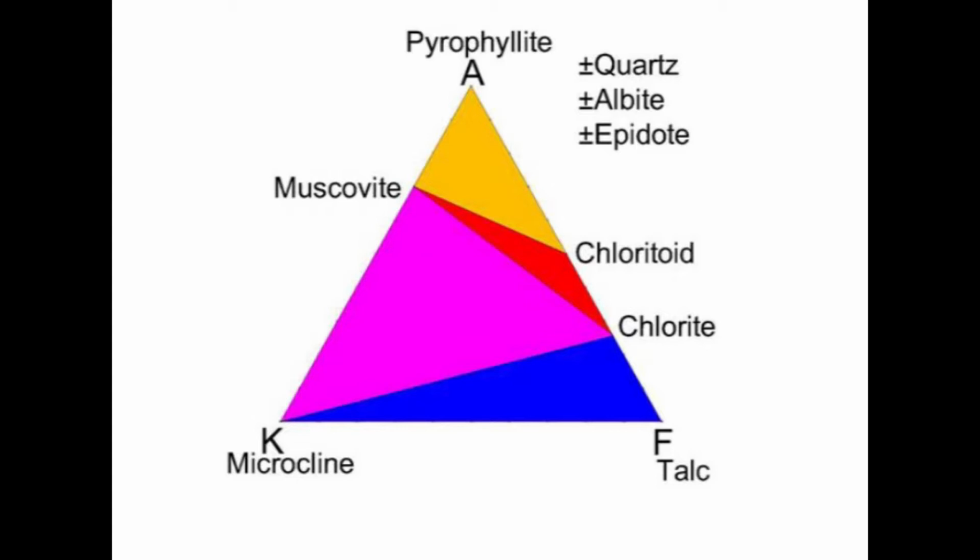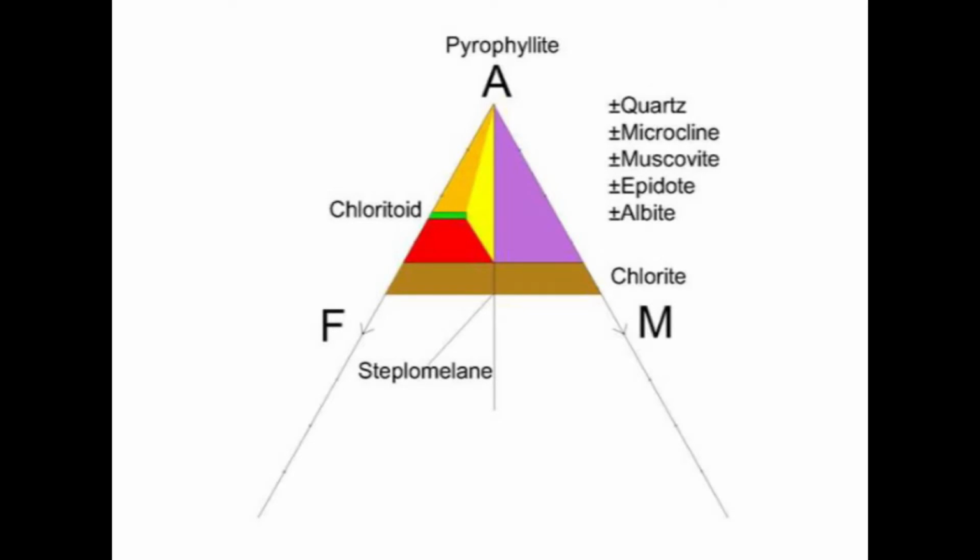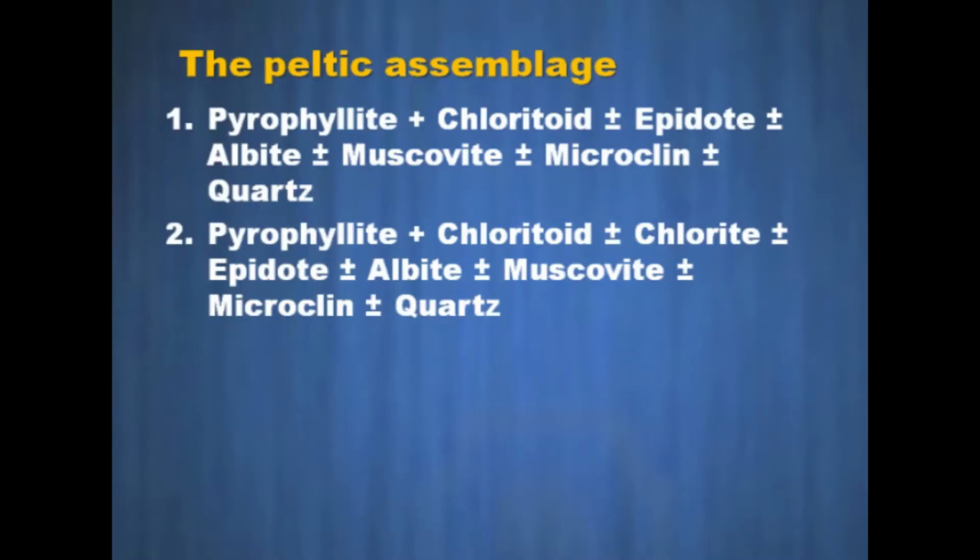AFM and AKF diagram of chlorite zone. The pelitic assemblages are first: pyrophyllite plus chloritoid plus epidote plus or minus albite plus or minus muscovite plus or minus microcline plus or minus quartz. The rock may be phyllite or schist depending upon the structure present. Second: pyrophyllite, chloritoid plus or minus chlorite plus or minus epidote plus or minus albite plus or minus muscovite plus or minus microcline plus or minus quartz, may be again phyllite or schist.